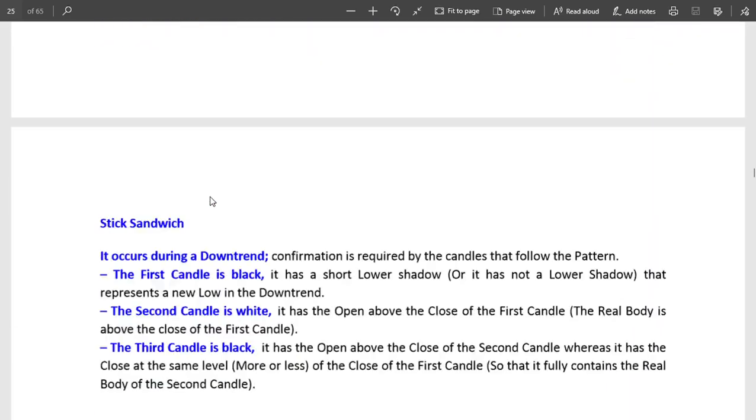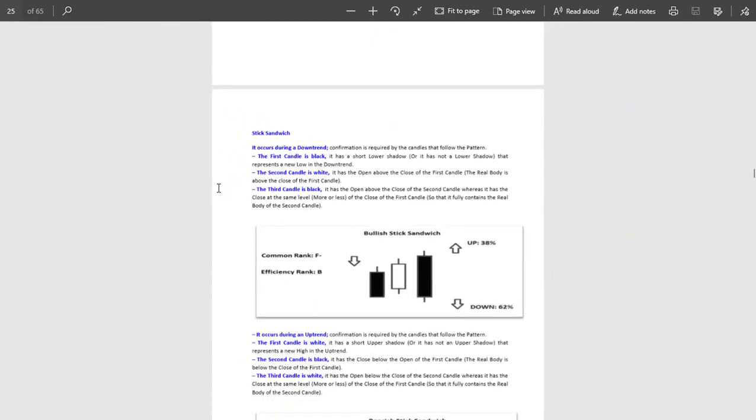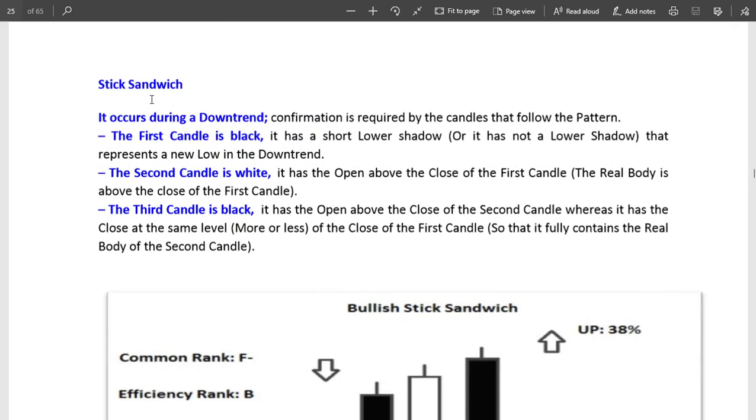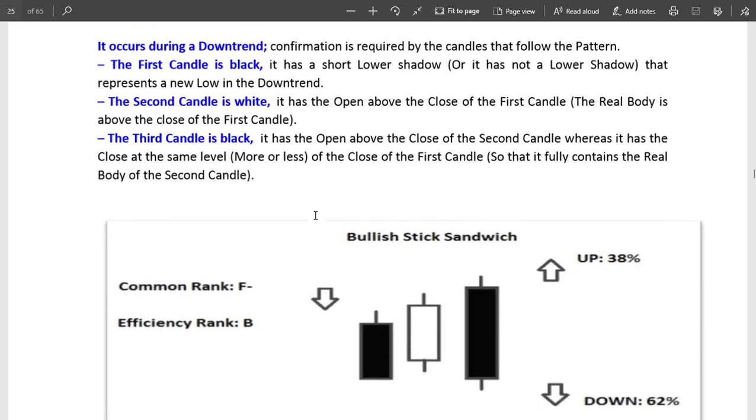So let's go over to the other. We have a stick sandwich. Now this occurs during a downtrend. Confirmation is required by the candles that form the pattern. The first candle is black, it has a short lower shadow, or it does not have a lower shadow at all. The second candle is white, it opens above the close of the first candle, while the third candle is black.